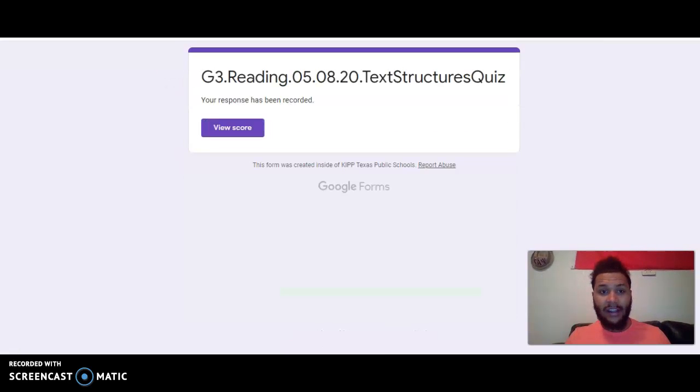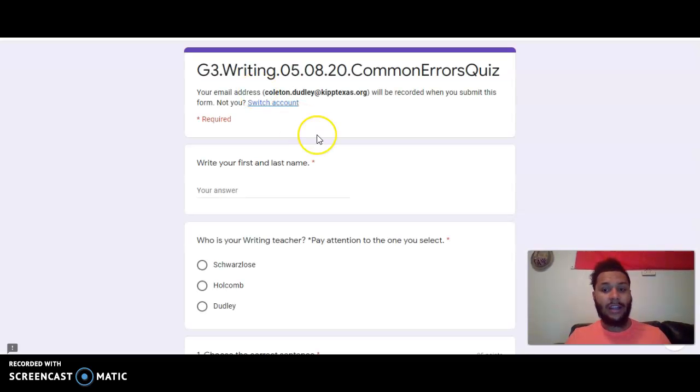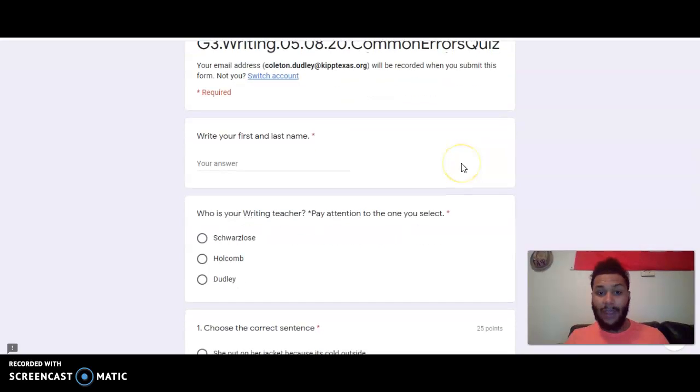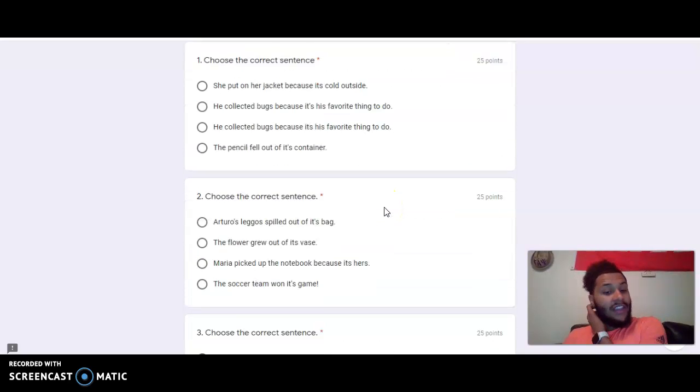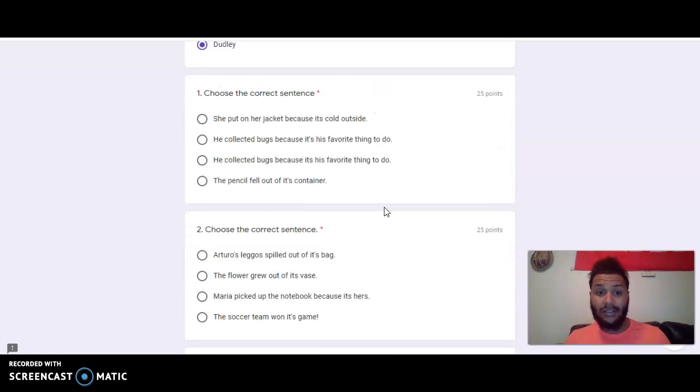Okay, so I'm going to exit out of that, and I'm going to go to my writing quiz right here, and we'll go over the common errors quiz for writing as well. We got through reading, now it's time to do writing. Same thing as last time, your name goes first, your teacher, and then for this, we're just choosing the correct sentence. We only have 4 questions.